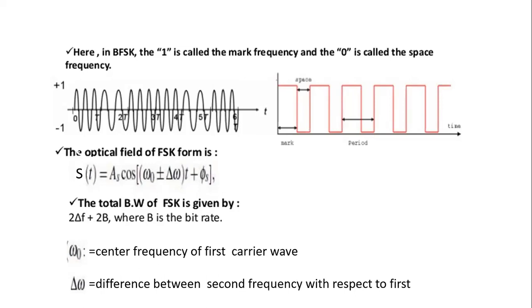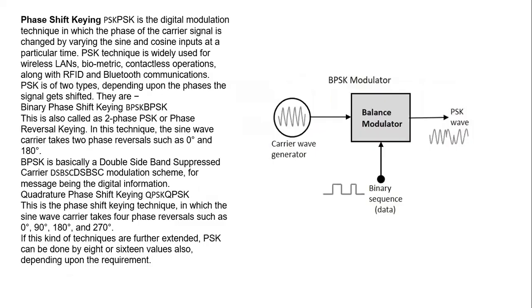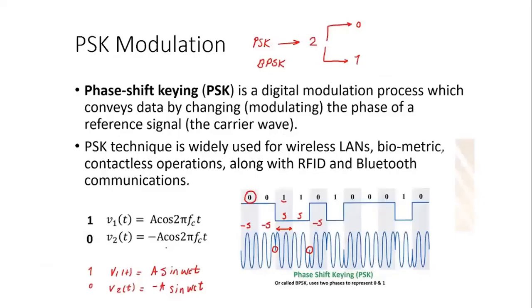Remember, in both types, we are having waves of different frequencies. So then if you talk about PSK, we know that basically binary sequence data is given to the balanced modulator. The balanced modulator merges both of them, the carrier wave and the binary sequence. So what happens? The carrier changes itself with the help of the binary sequence that it has received. And we get a BPSK. Remember, binary PSK, binary ASK, binary FSK, they are same as ASK, PSK, and FSK.